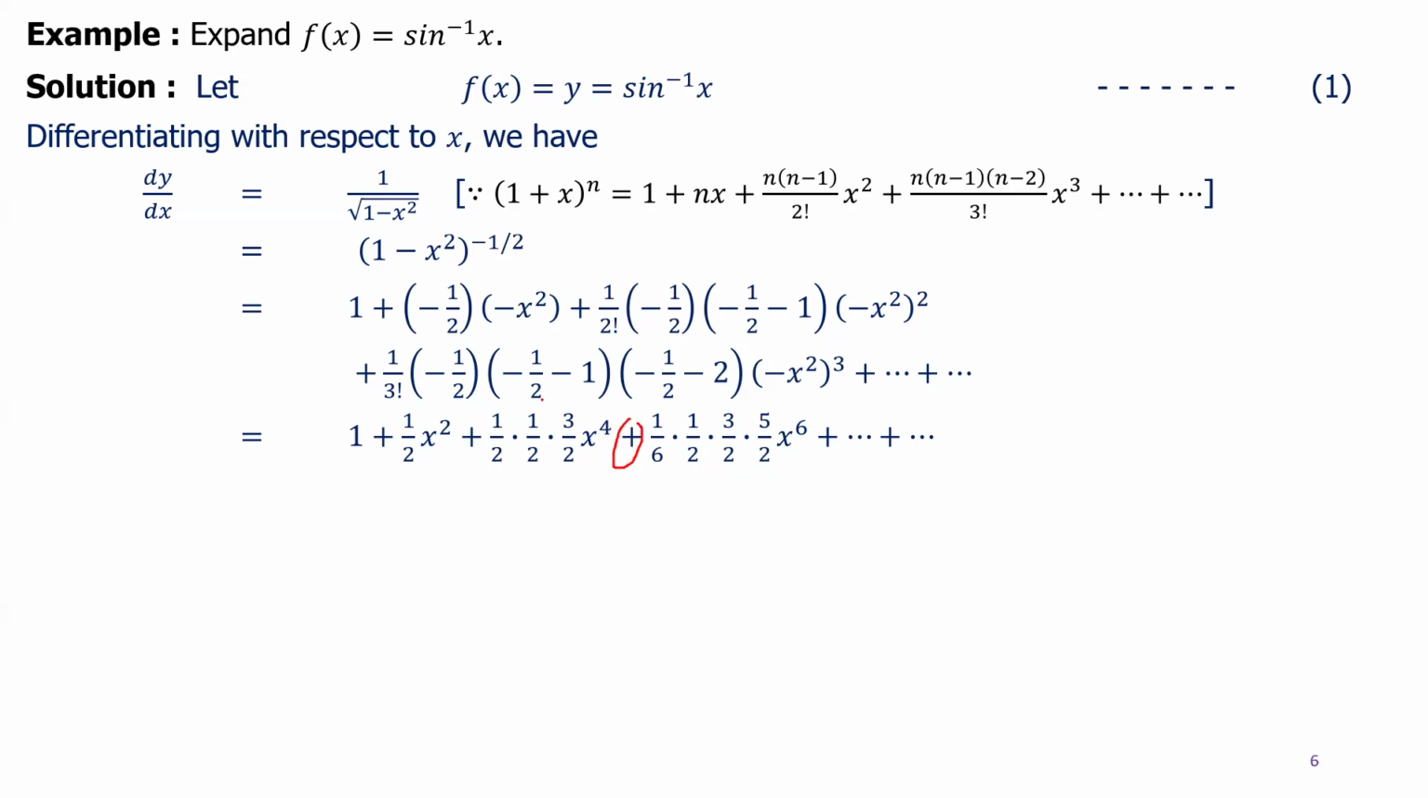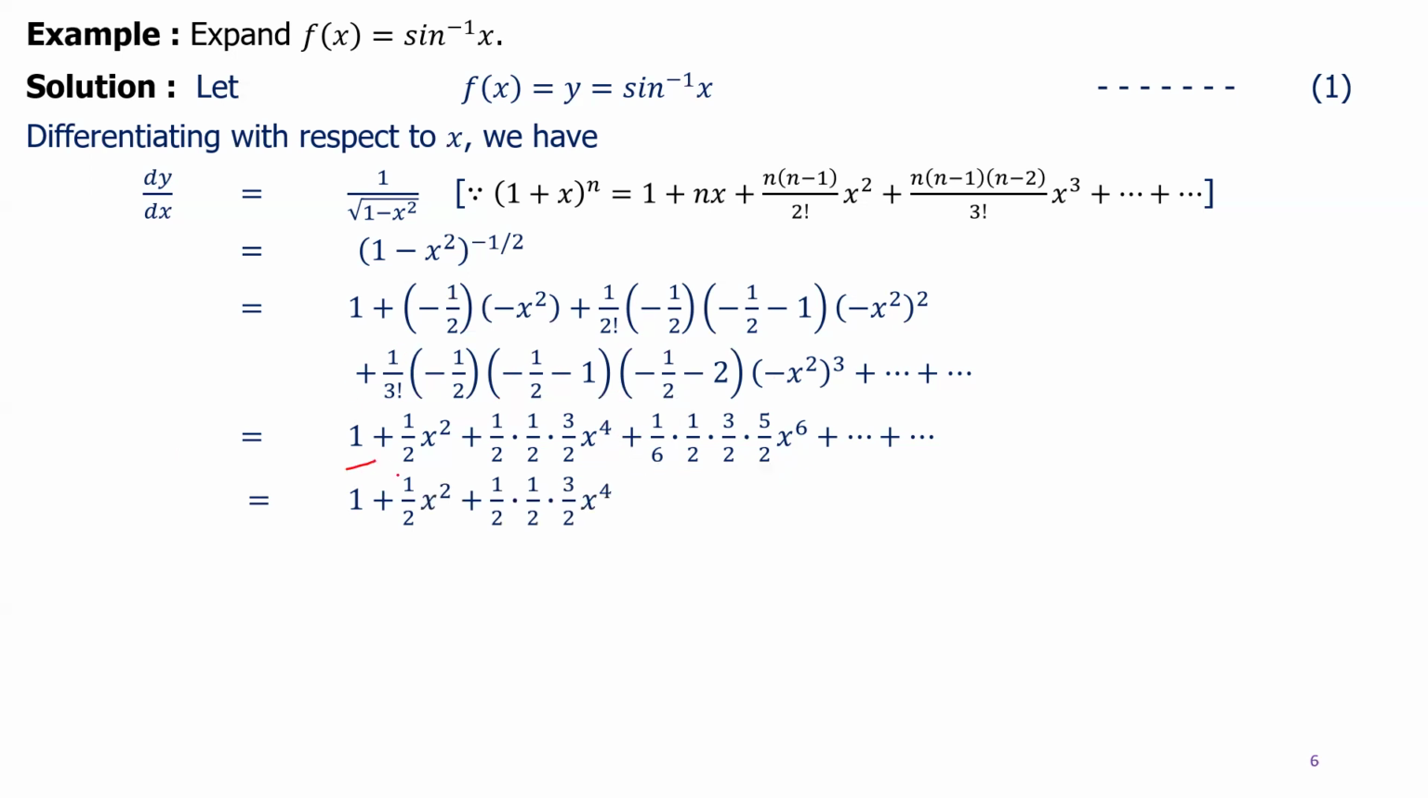Okay, the next thing is 1 upon 3 factorial is 1 by 6, minus 1 by 2. We have already taken all these values will become positive, right? Yes. So 1 by 2, this is 3 by 2, this is 5 by 2. Okay, and x square whole to the power 3 is x to the power 6. Now let me go ahead and simplify it.